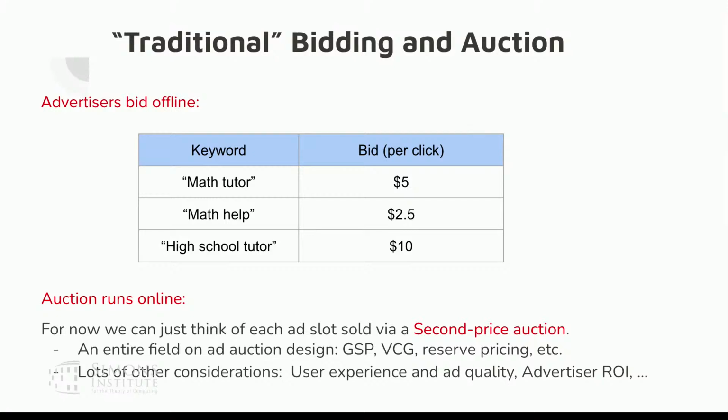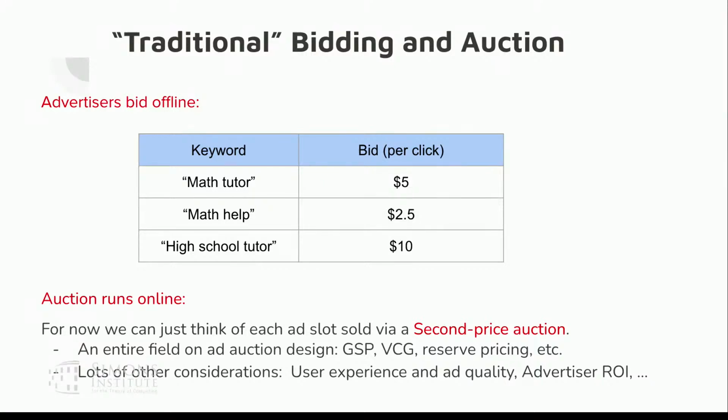And for now, we'll just think of this auction as a second price auction, which factors in the bids, but also some quality scores. And we won't go much into auction design in the beginning. There's a whole area on ad auction design. You must have heard of things like GSP and VCG and so on.